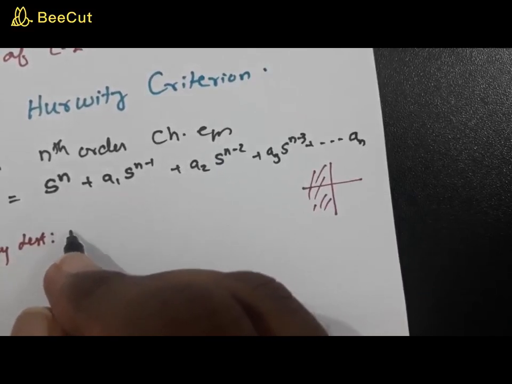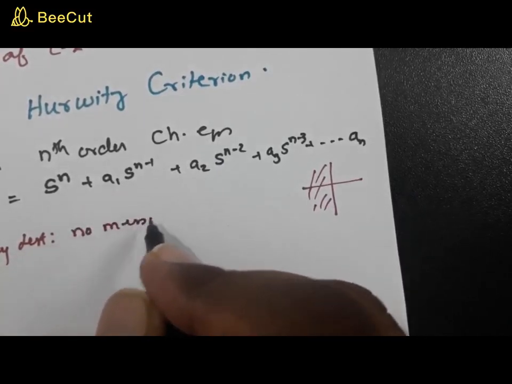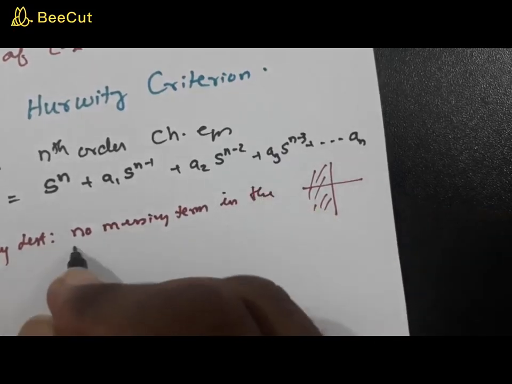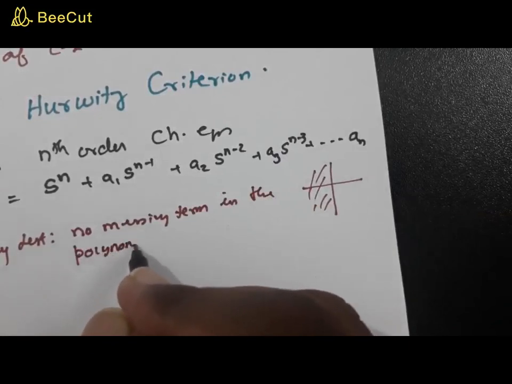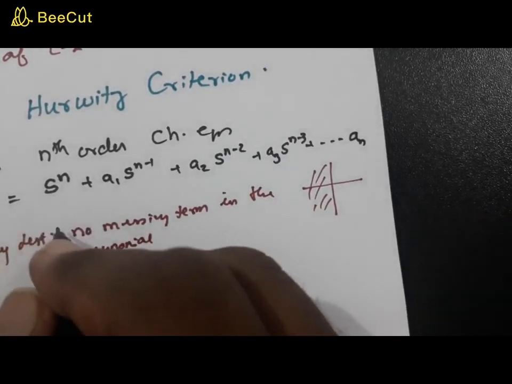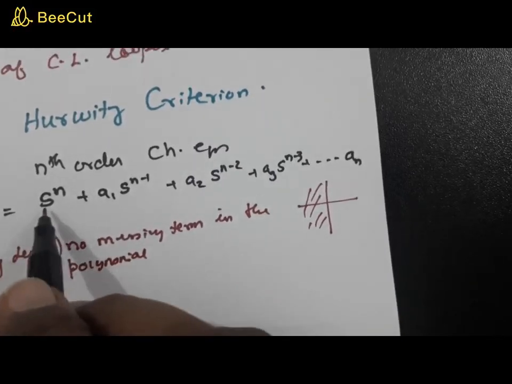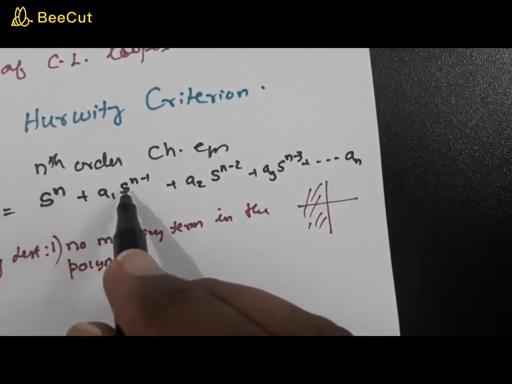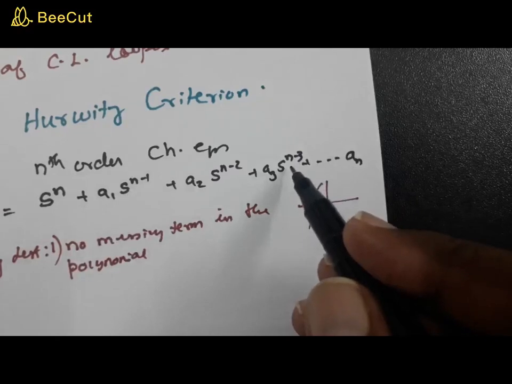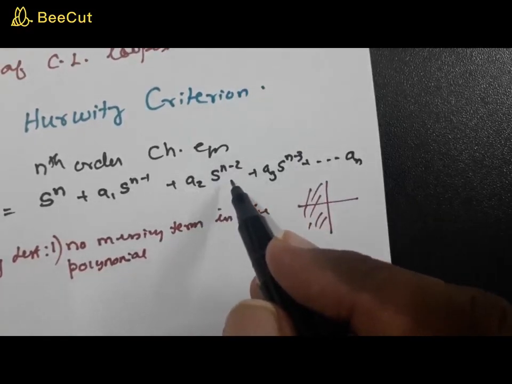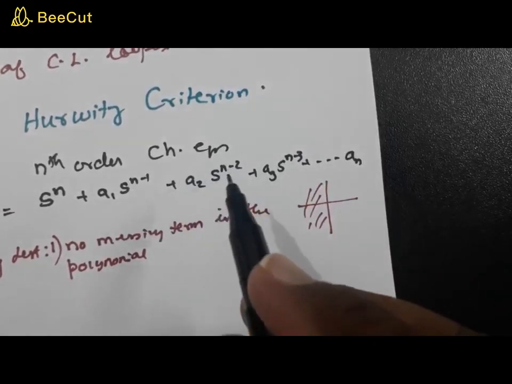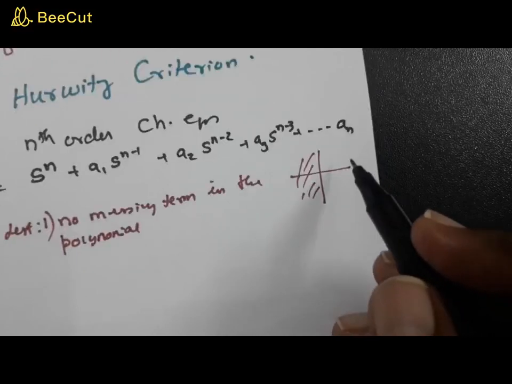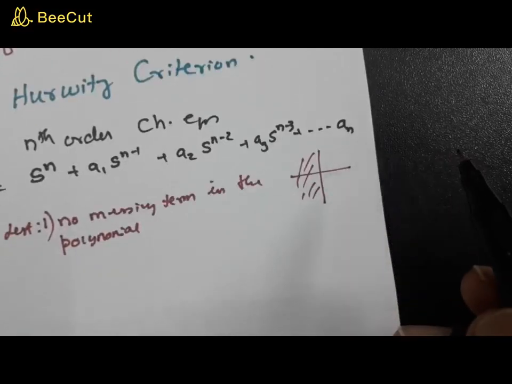Number one is no missing term in the polynomial. That is condition 1. So just look at this. What's the meaning of this? Missing term means, say you have s raised to n, then you have s raised to n minus 1. Suppose after this you have s raised to n minus 3, and don't have an s raised to n minus 2, then there is always a chance for the system to have at least one of the poles on the right half of the s-plane, and that gives an unstable system.